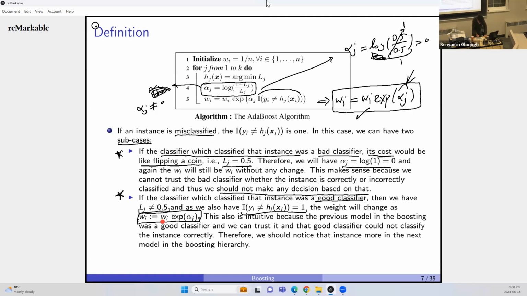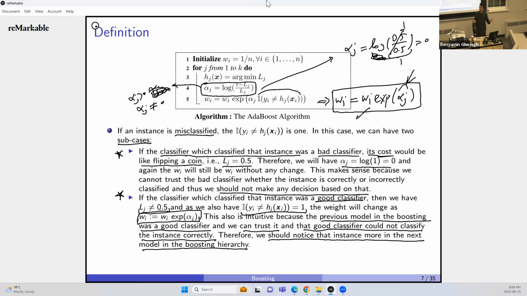right? And it means that we are updating wi. And this is also intuitive because the previous model in the boosting was a good classifier and we can trust it. And that good classifier could not classify that instance correctly. Therefore, we should notice that instance more in the next model in the hierarchy. I think alpha j will be greater than 0. Therefore, e to the alpha j is greater than 1. Therefore, wi is enlarged. So wi, whatever it was, becomes greater. More weight. Did you get it?